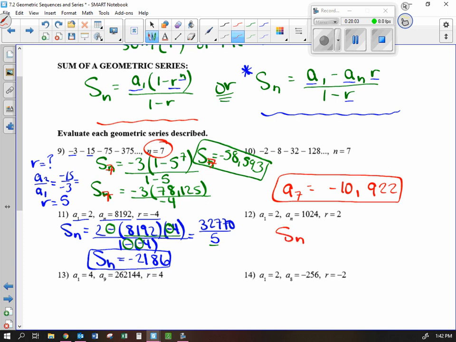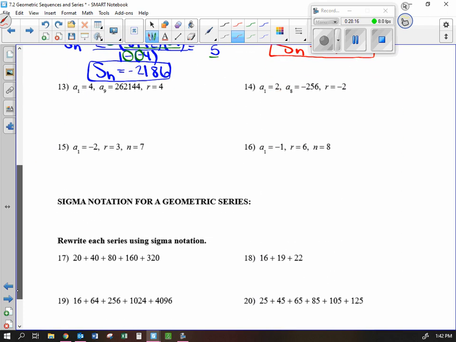So your sum is going to be S sub n, and that answer is 2,046. So hopefully you got that. That's your answer for that one. And then we're going to move on to 13.